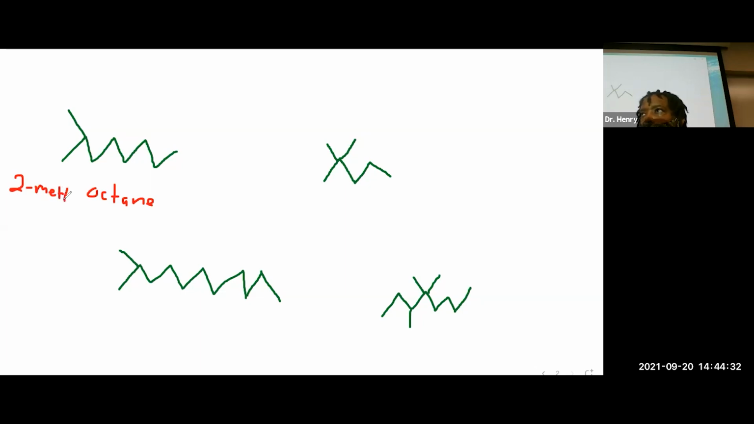Okay, so we wanted to number the longest carbon chain. 1, 2, 3, 4, 5, 6, 7, 8. And then we have a methyl group hanging off of it. That's a single carbon hanging off. Okay. So that is correct. Okay. So what would be its common name? Isononane.